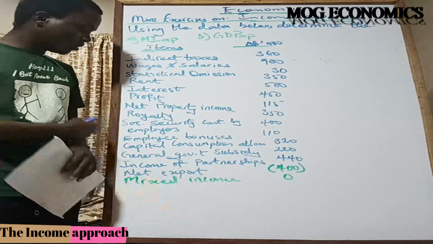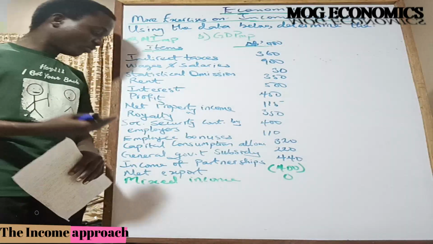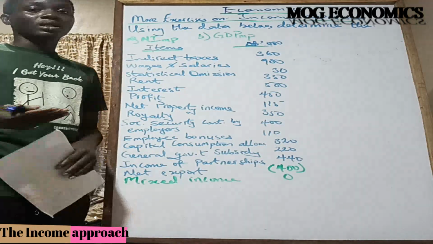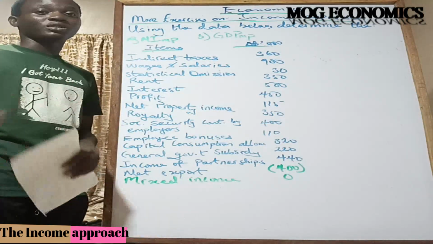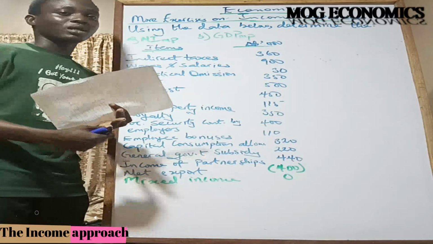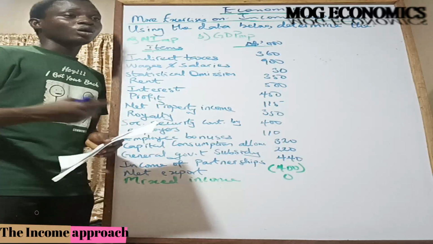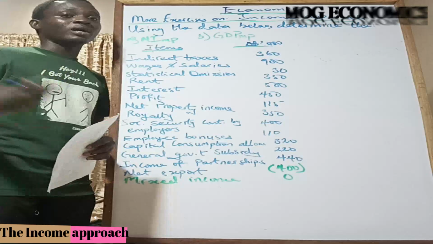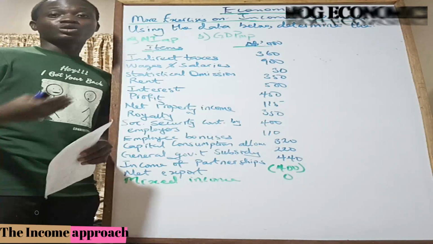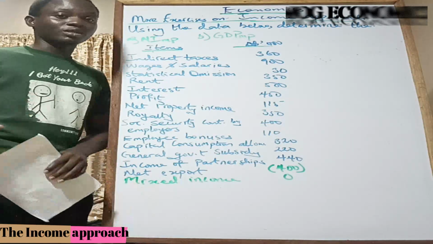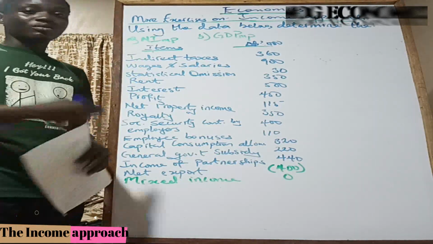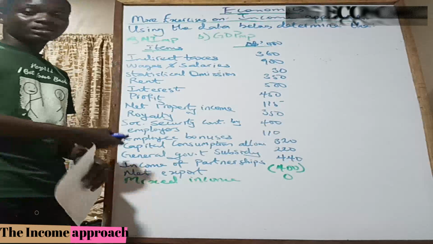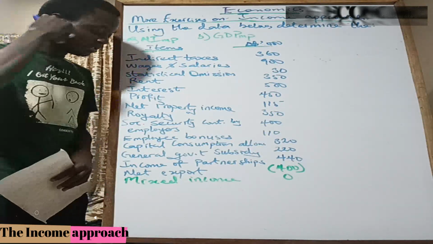So you have royalty, social security contribution by employers, bonuses, capital consumption allowance, which is the same thing as depreciation. So capital consumption allowance or capital consumption alone or depreciation or wear and tear. Sometimes you could have allowance for wear and tear or just wear and tear. It's still talking about depreciation. Okay. Then you have general government subsidy. You have income of partnerships, which is an example of proprietor's income that we discussed in the first class.